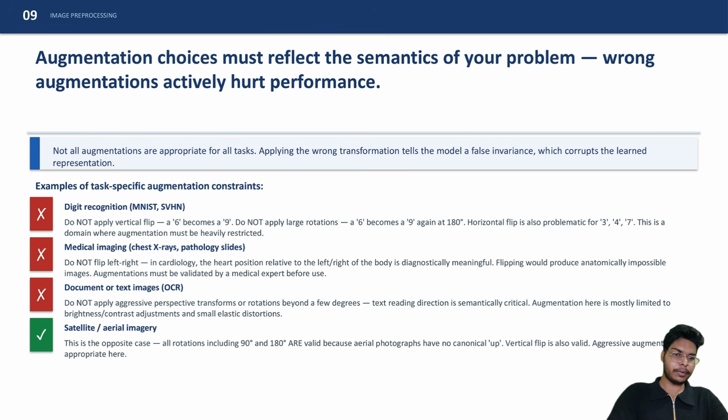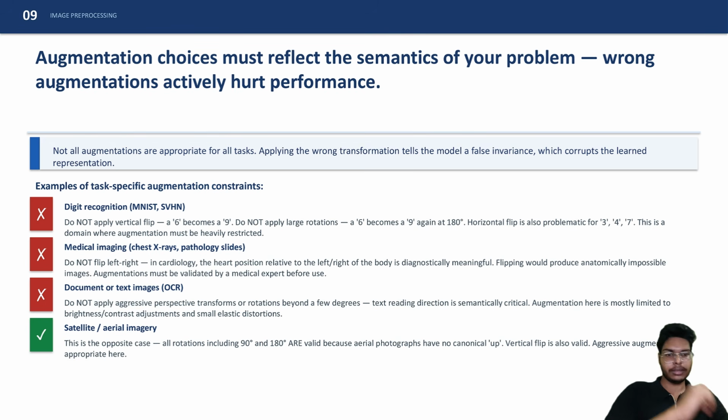Here comes the critical point. Wrong augmentation may corrupt our model. We don't vertically flip digits, because a 6 may become a 9. We don't horizontally flip chest x-rays because heart position is diagnostically meaningful. We would just create anatomically impossible training images that won't work.